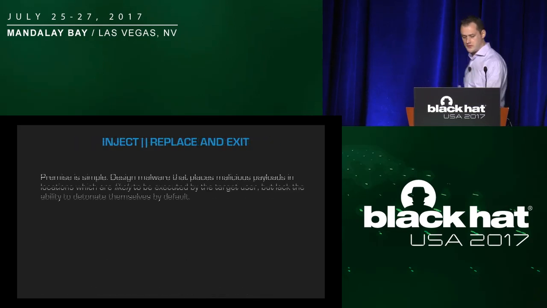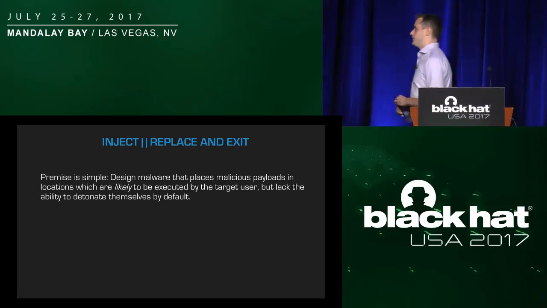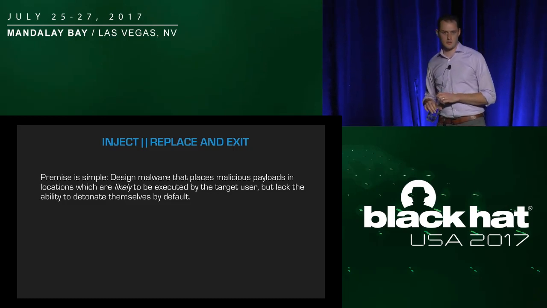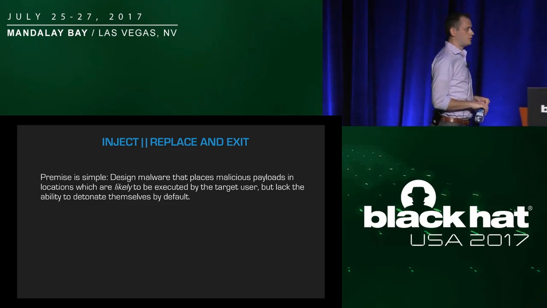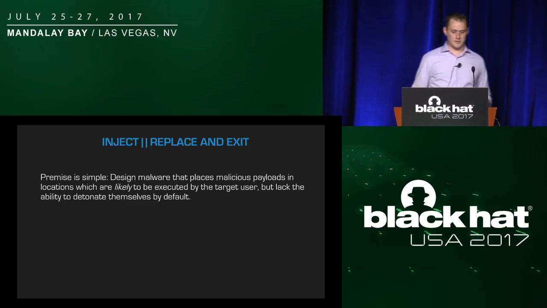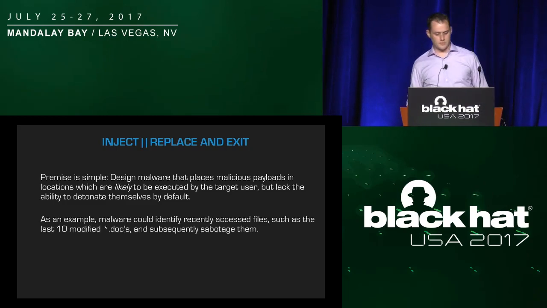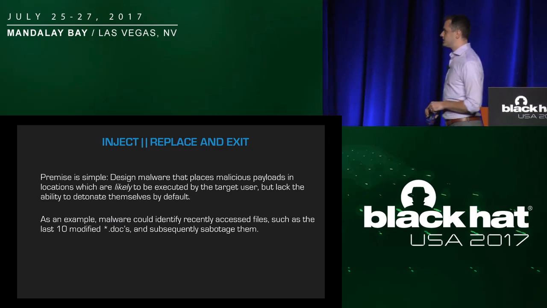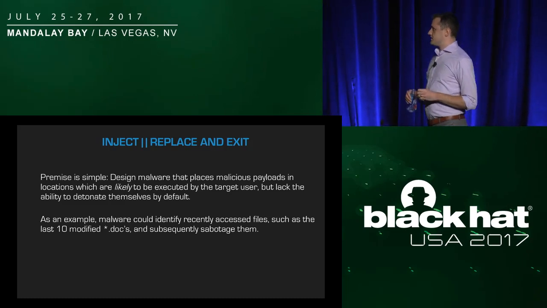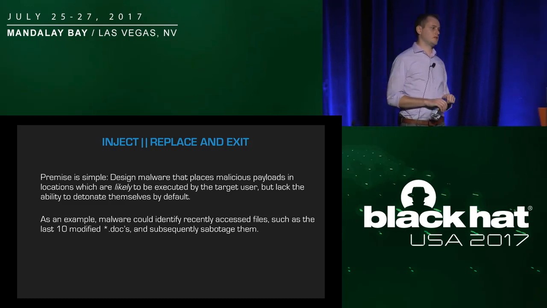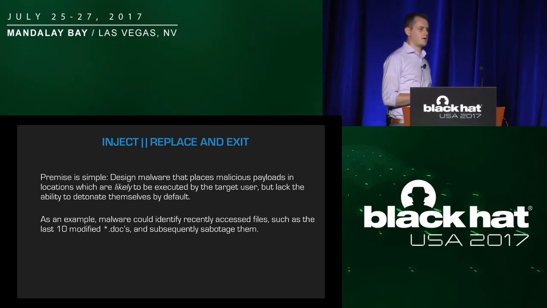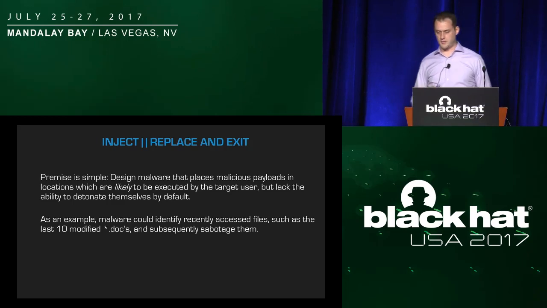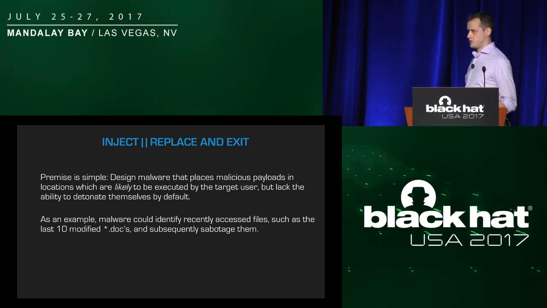So, what else can we do? The most effective method that I'm aware of right now is designing malware that places malicious payloads in interesting locations that are likely to be detonated by the end user, but they lack the ability to detonate themselves completely. I know that's kind of nebulous, but as a specific example, as a malware author, you can look for recently accessed files, such as the last 10 modified documents, and make a reasonable assumption that a user will come back at some point and try to modify them, whether it's a grocery list or a presentation, it doesn't matter. If you embed something into those files, you can make an assumption that it will get triggered eventually.